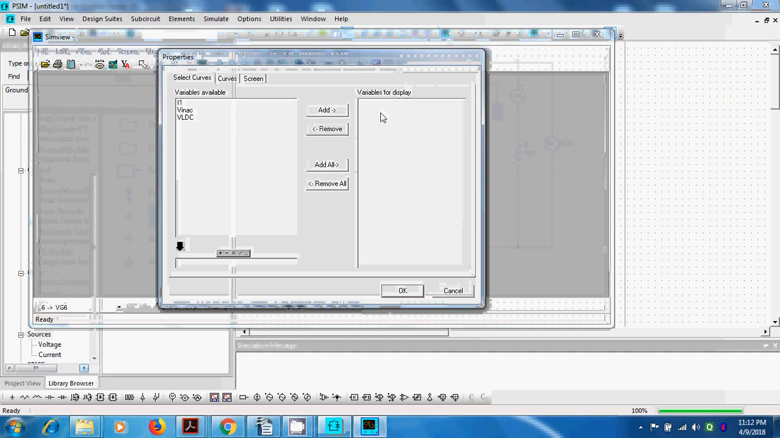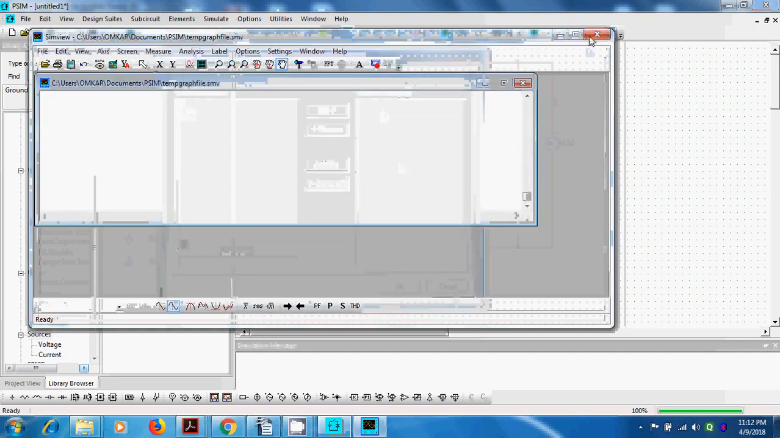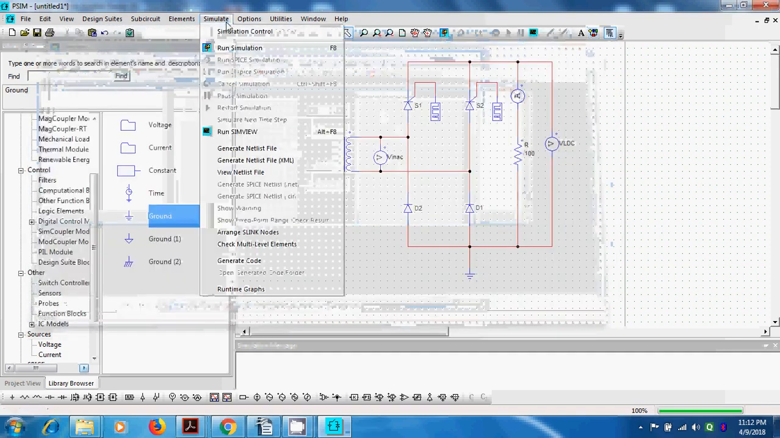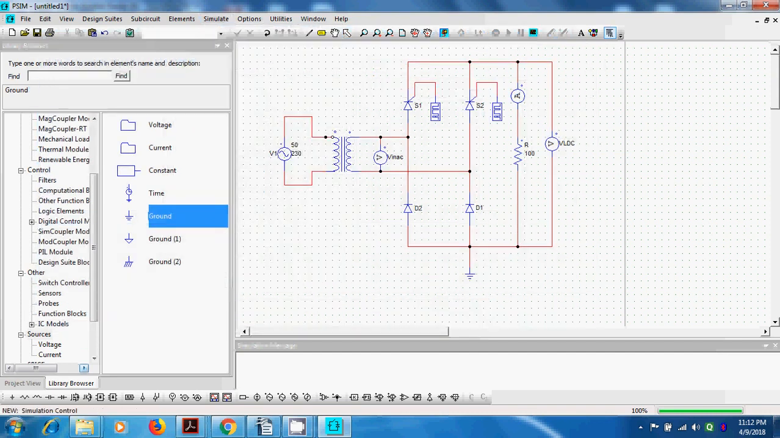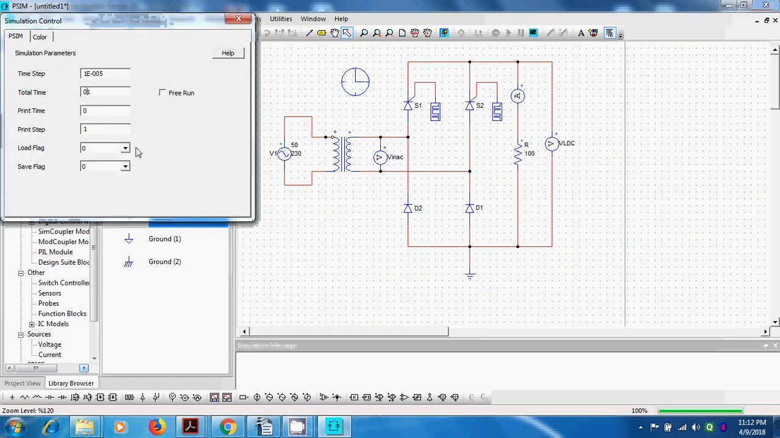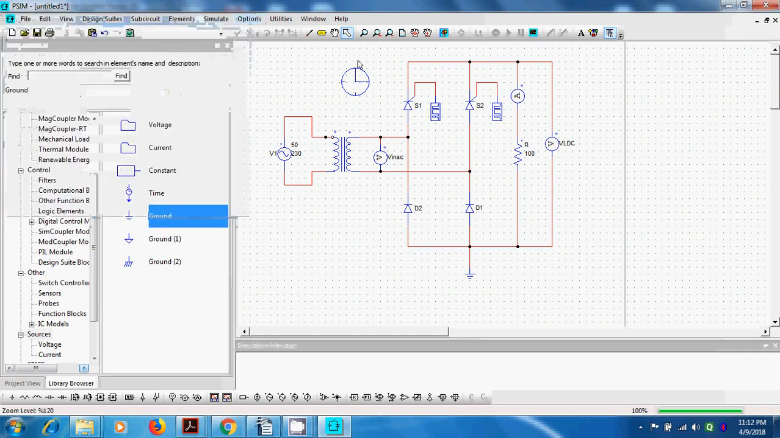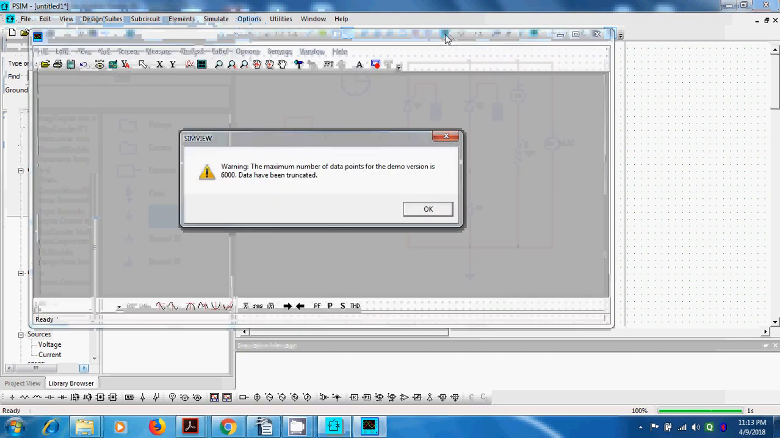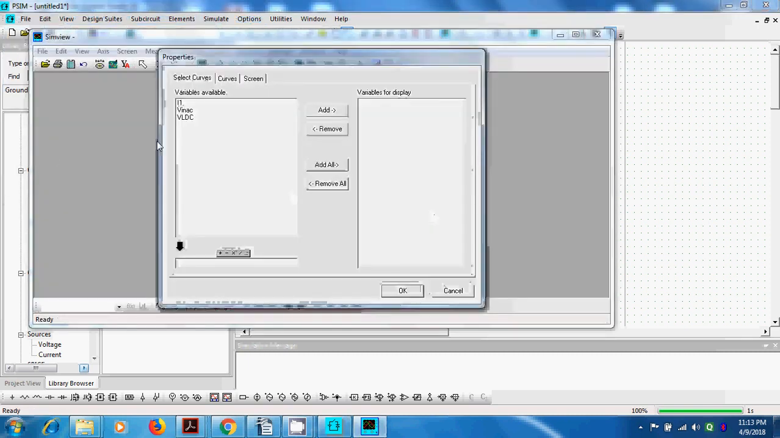Before going to run the simulation, we have to set certain simulation control. This simulation control is very important. How much time cycle that you require. So this time step is 1 into 10 raised to minus 5, that I will keep as it is. This is default, but I want total time 1 only. Okay, so I will make it and then I will run it. Then one by one I will see.